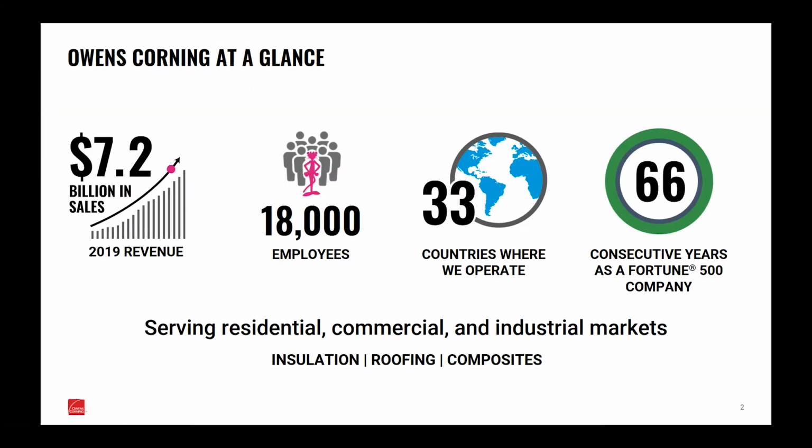So Owens Corning is a global enterprise with sales of 7.2 billion in 2019. We have roughly 18,000 employees and a presence in 33 countries globally. We deliver a variety of insulation and roofing products for commercial and industrial purposes, as well as residential purposes. We also produce fiberglass composites that are used in everything from cars and bridges to wind energy and personal electronics.